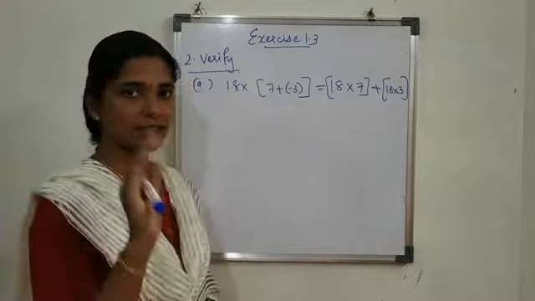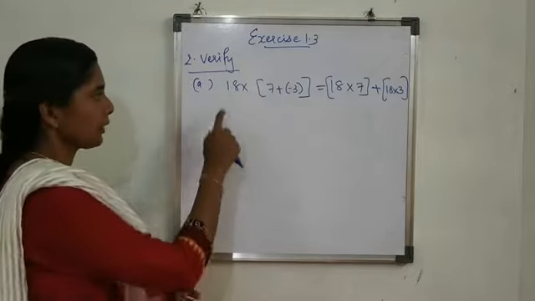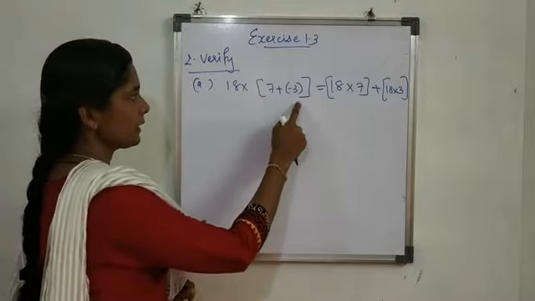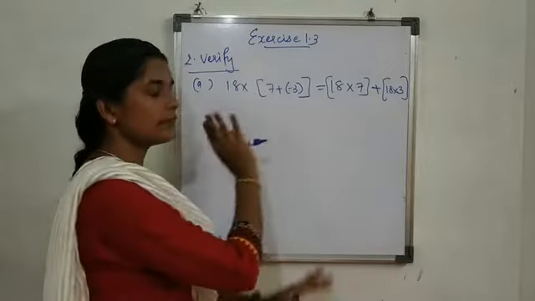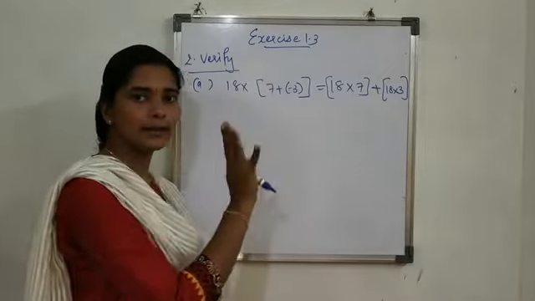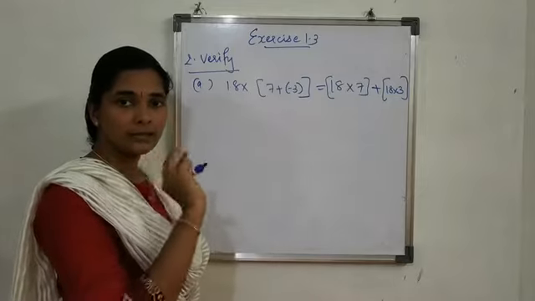Distributive property. Just verify this property. 18 into (7 plus minus 3). Verify means you have to find: this is the left side, this is the right side. If the left side is equal to the right side, then it is equal. You have to check whether this is equal or not.